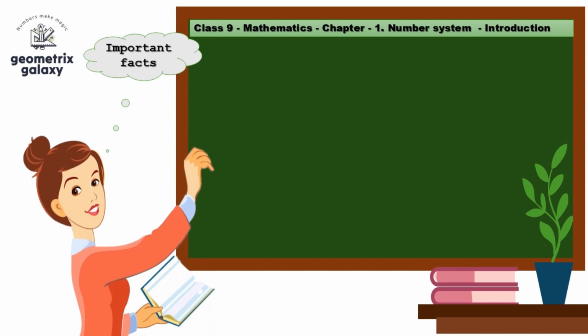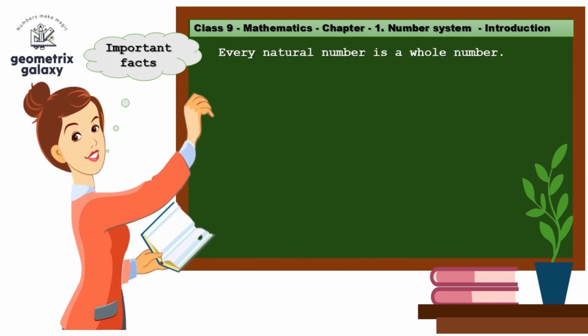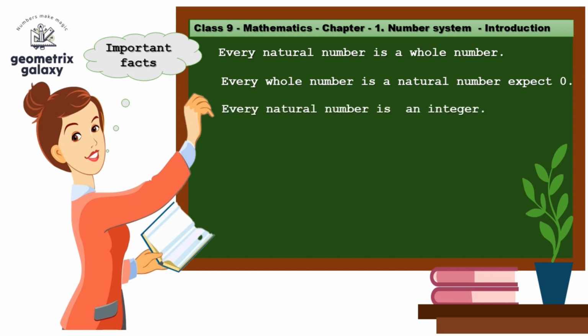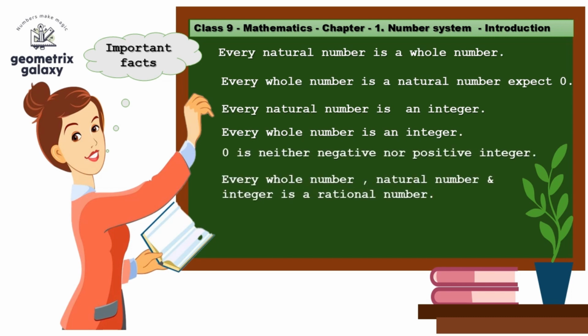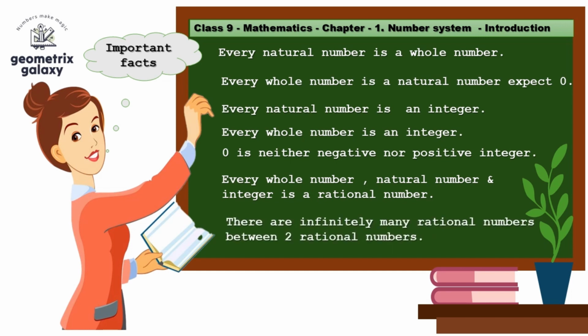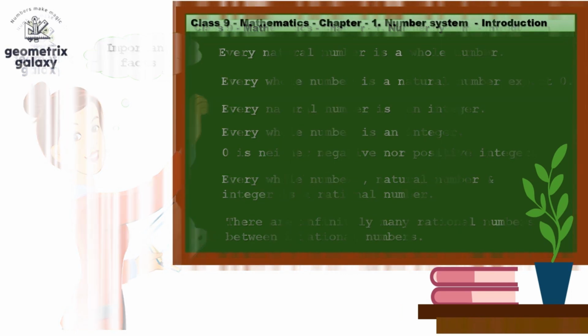Let us see some of the important facts of this chapter. Every natural number is a whole number. Every whole number is a natural number except 0. Every natural number is an integer. Every whole number is an integer. 0 is neither negative nor positive integer. Every whole number, natural number and integer is a rational number. There are infinitely many rational numbers between two rational numbers.